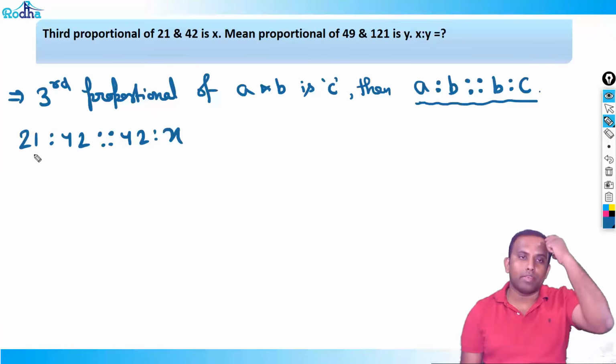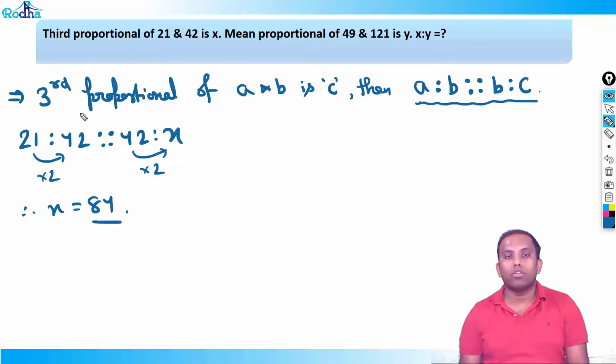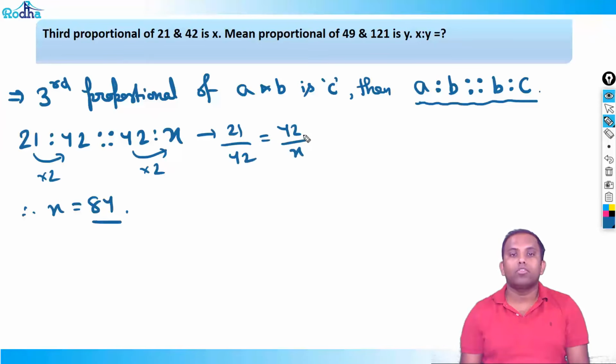So quite simple, right? This is getting doubled. This also should get doubled. Therefore, X is 84. Or you can solve it, right? Your wish. You can solve it also. So you can write 21 by 42 is equal to 42 by X. So X will be equal to 84, right? So X is 84. Okay.